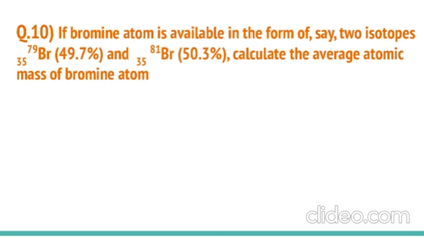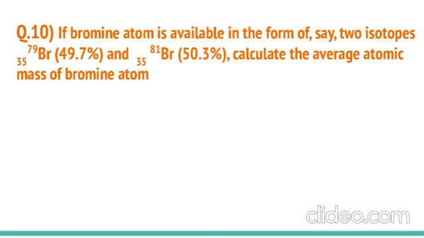Now the next question is, if bromine atom is available in the form of two isotopes, 79 Br 35, 49.7%, and 81 Br 35, which is 50.3%, calculate the average atomic mass of bromine atom. Now we have to find the average atomic mass.